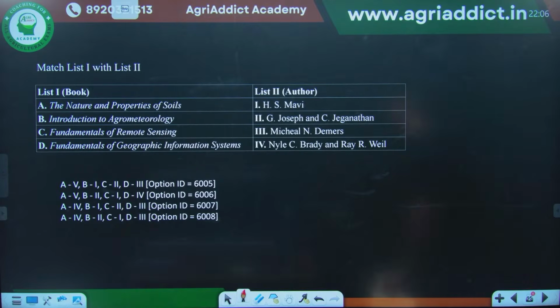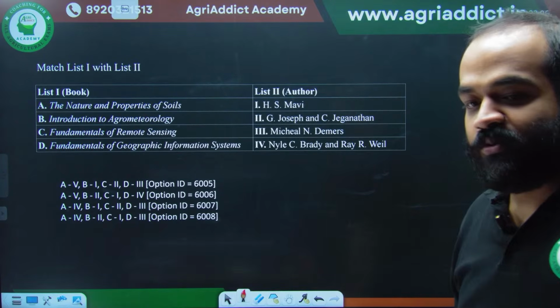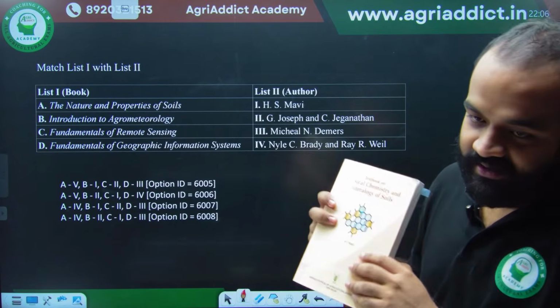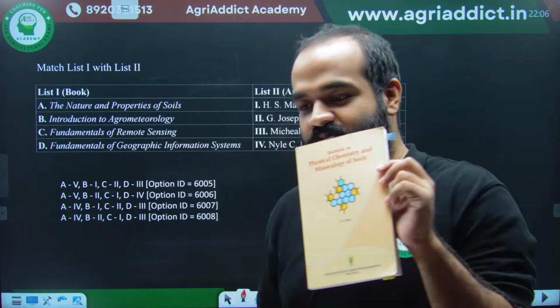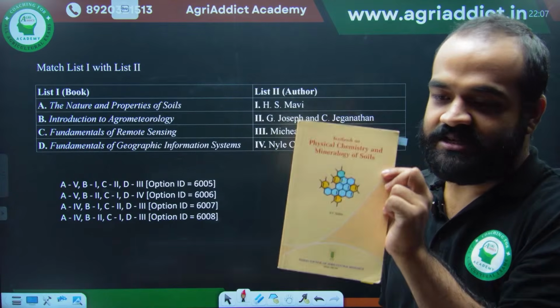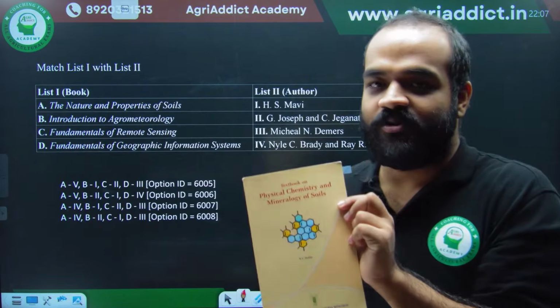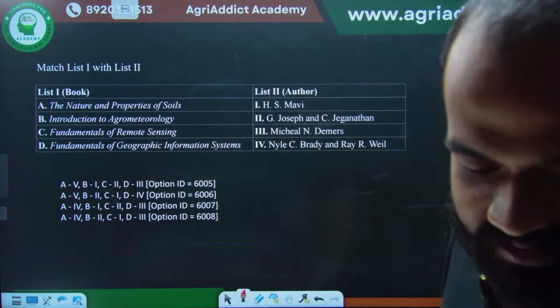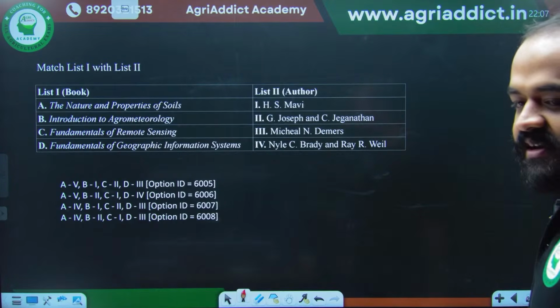So it would be my suggestion to please make a list of the books here. See if you can do this, and that's why I have also taken this book for you guys to know. Jitna bhi kitab hai related to chemistry, you should be very thorough with that. You should make a list. All right. This book is Physical Chemistry and Mineralogy of Soil, written by S.C.